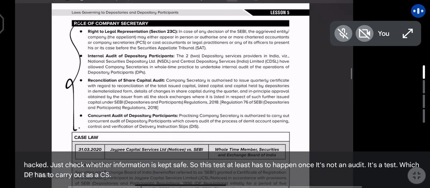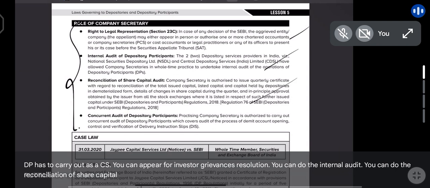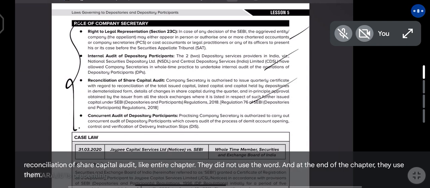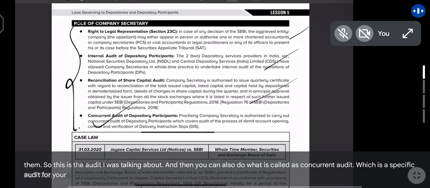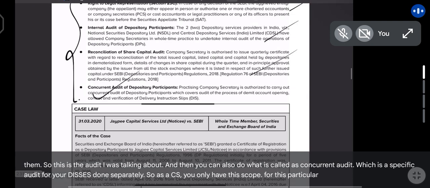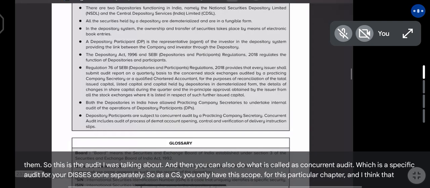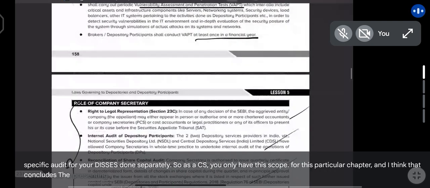As a CS, you can appear for investor grievances resolution. You can do the internal audit. You can do the reconciliation of share capital audit. Like in the entire chapter, they did not use the word, and at the end of the chapter, they use the word. So this is the audit I was talking about. And then you can also do what is called a concurrent audit, which is a specific audit for your DIS done separately. So as a CS, you only have this scope for this particular chapter, and I think that concludes the chapter also. All right.